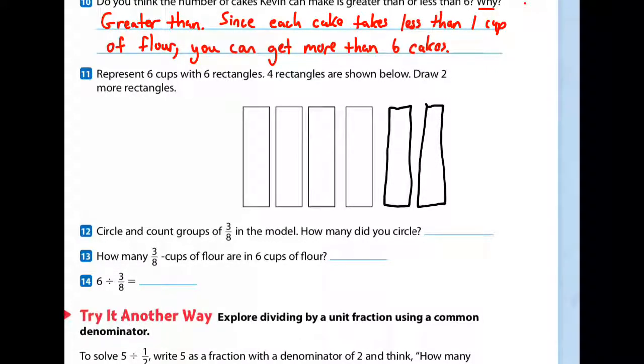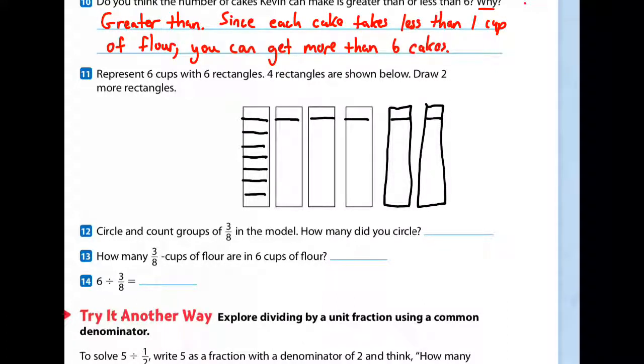All right, now 12 says, circle and count groups of 3/8 in the model. How many did you circle? Well, the first thing you need to do is actually split these cups into eighths. So that's what we're going to do first. So what I want you to do is just take each one and split it into eighths. So what I usually do is I split one in half, and then you could do each half in half, and that gives us 4 pieces. And if you cut each one of those in half, you get 8 pieces. Now what I'm going to do then is I'm just going to go across.